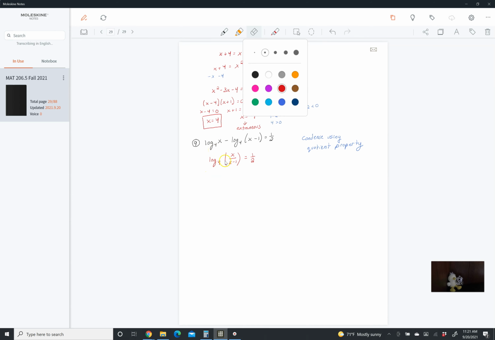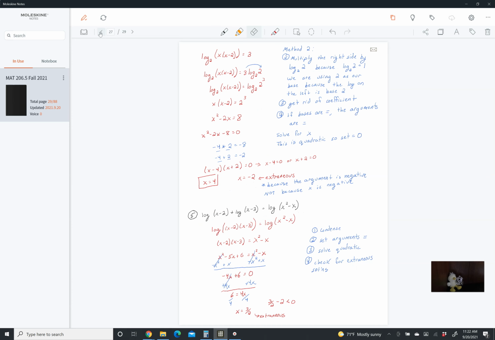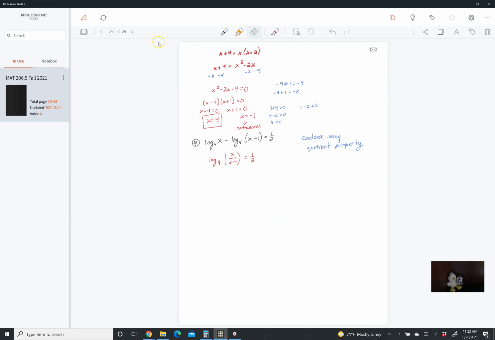We can either multiply both sides by log base 4 of 4, and then take this 1/2 and move it into an exponent like we did here. We multiply both sides by log base 2 of 2, and then we made the 3 an exponent. So here we could do the same thing, but we would be multiplying by log base 4 of 4 because we have a base 4 on this side. Okay, so we can do that, or you can put it in exponential form.